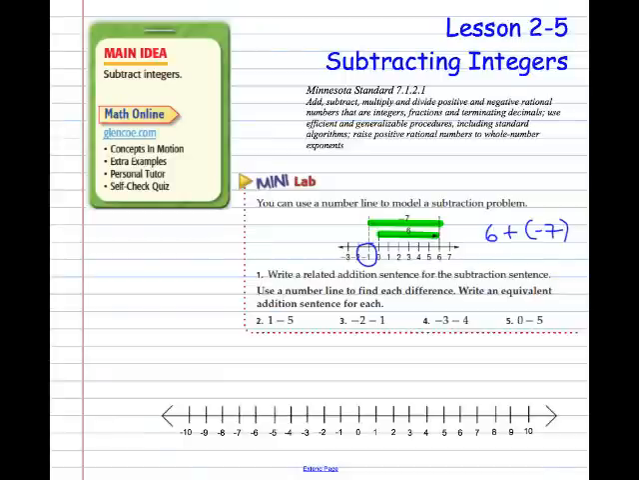Example 3. Starting at 0, going to -3, subtracting 4, starting at 0, going to -3, subtracting another 4. So -3 minus 4 is -7. The equivalent addition sentence would be -3 plus a -4, or -7.